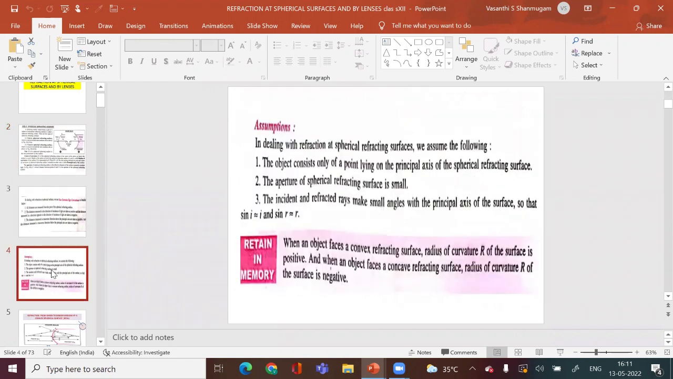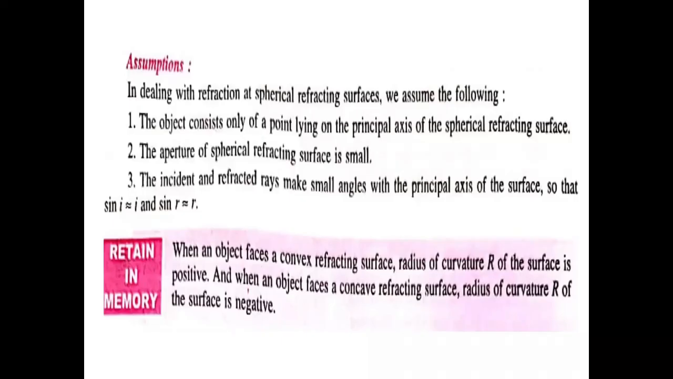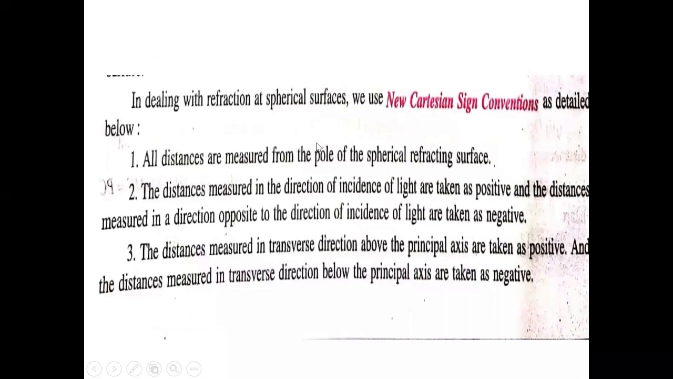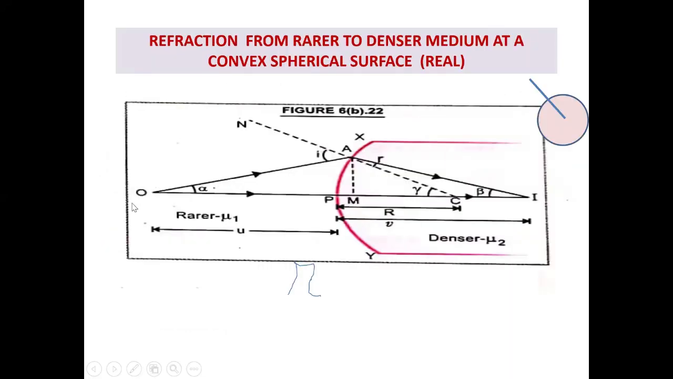Now, in one of the papers I saw, what are the assumptions in dealing with refraction at a spherical surface? This is very, very important because we don't consider the object to be extended. The object is a point-sized object, and the rays are very close to the principal axis. The incident ray and the refracted ray are very close to the principal axis, and they make a small angle.